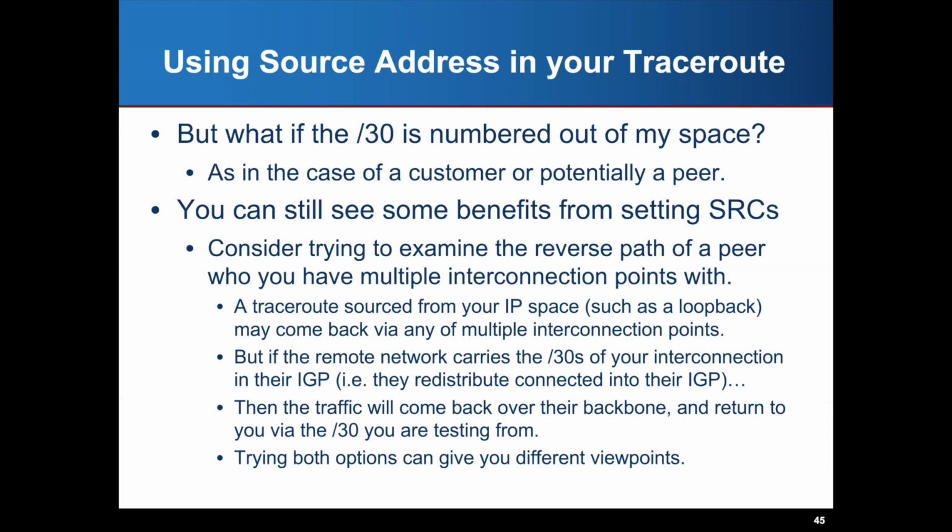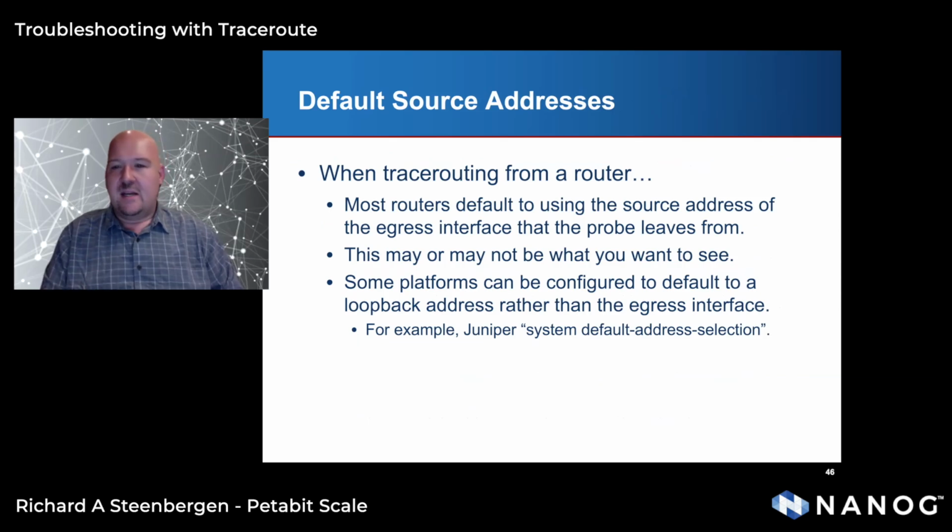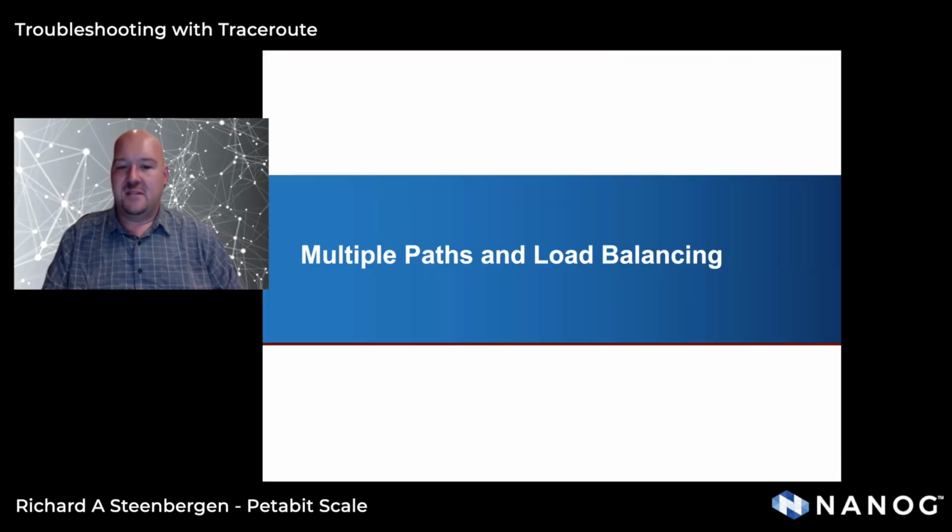And really what you're trying to do is come at it from many different viewpoints until you eventually find the cause of the problem. Another thing to keep in mind when trace routing from a router is that most routers default to using the source address of the egress interface. So it's where the probe leaves from. And that may or may not be what you want to see. So for some platforms, there's a configuration that you can set. For example, you can set system default address selection, and then it'll make it source from the loopback always. But you can play around with this. You can set traceroute source, and you can use that to narrow down what you want to see.